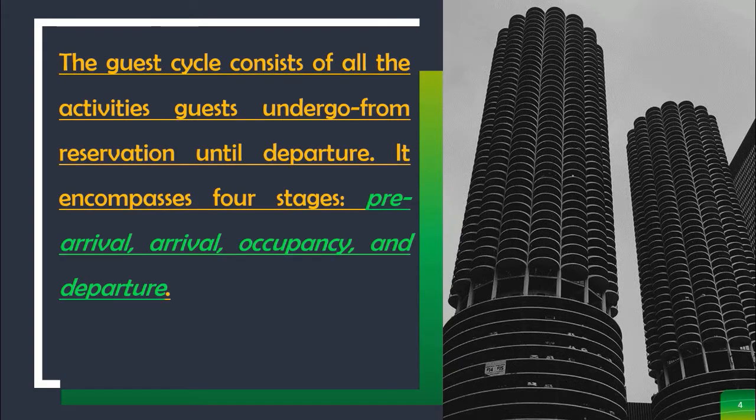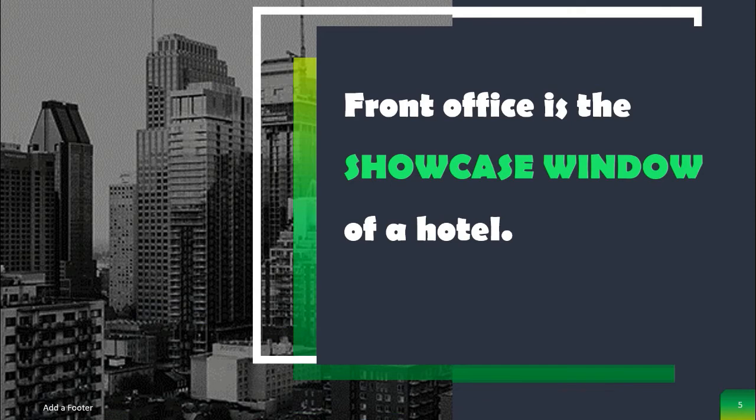So, okay, next is front office is the showcase window of a hotel. Okay, from the definition of the book, it is said that showcase window because it reflects the image of the hotel. It is also the nerve center because this is where all the information and communication between departments and personnel are done. It is the command center that oversees and assists the guest stay.